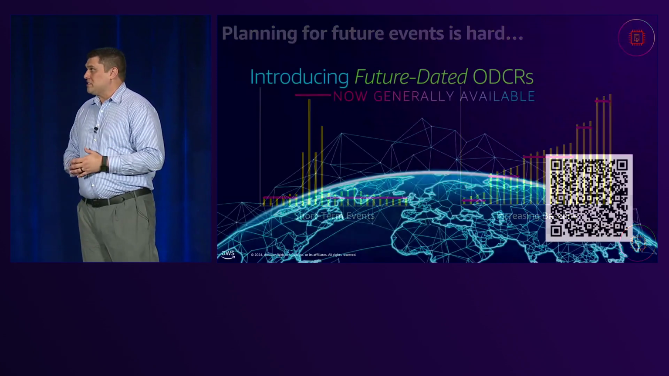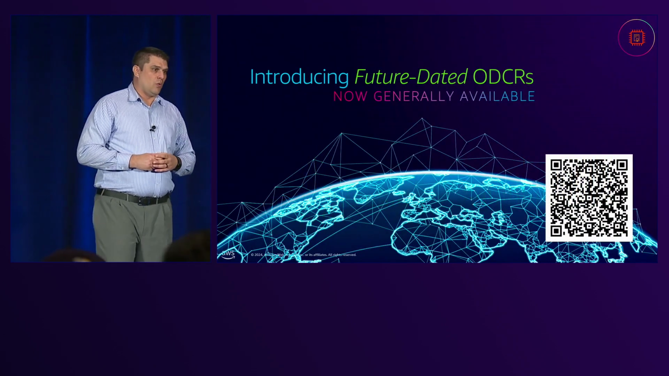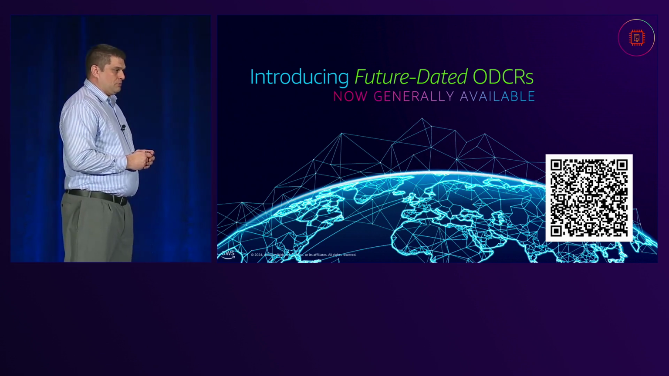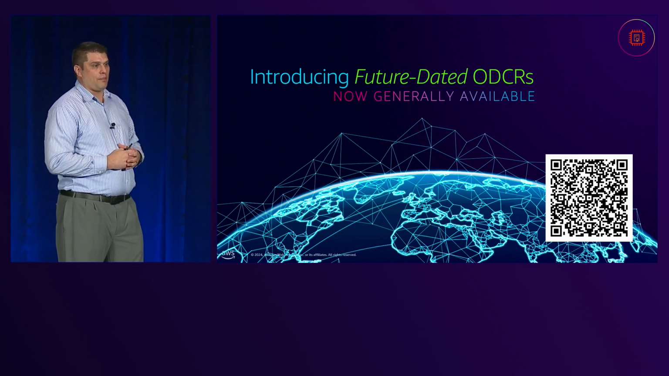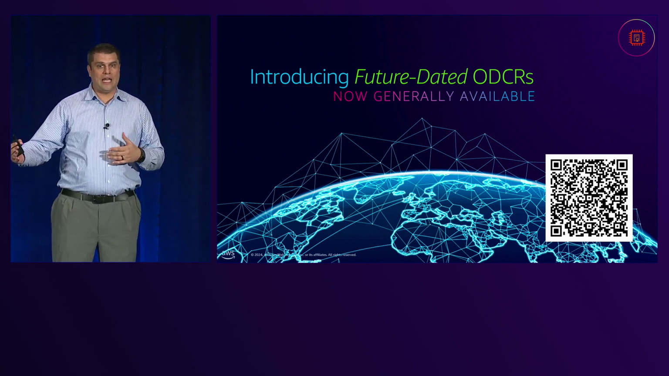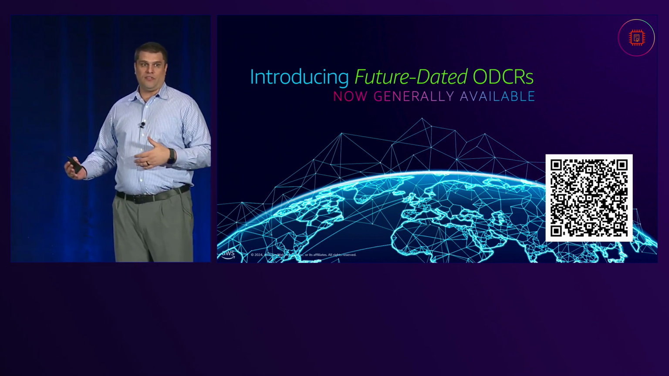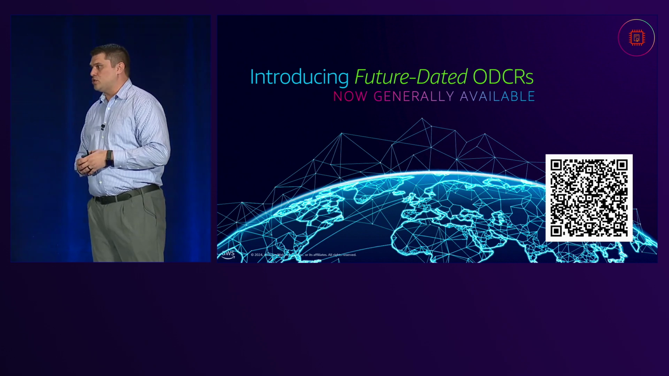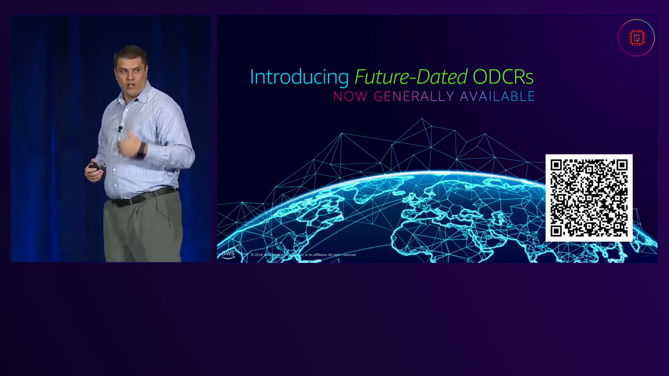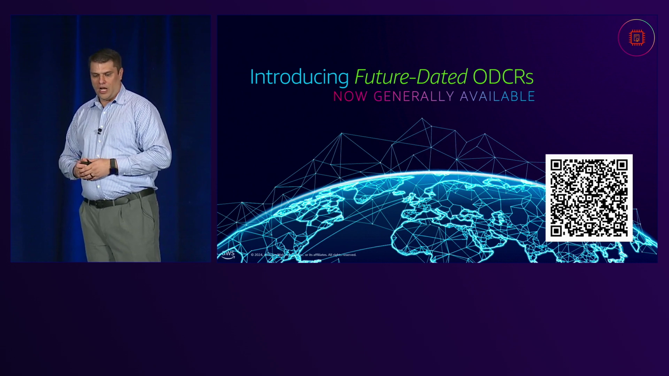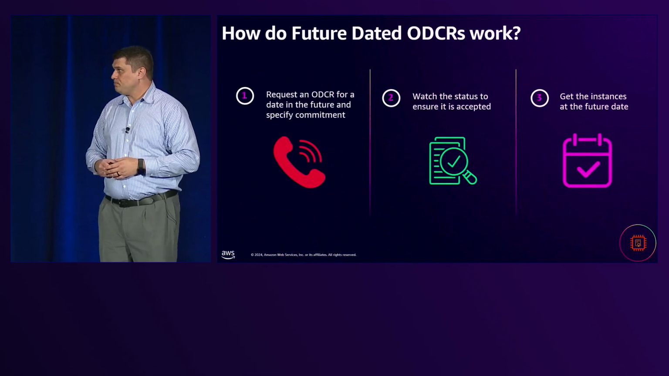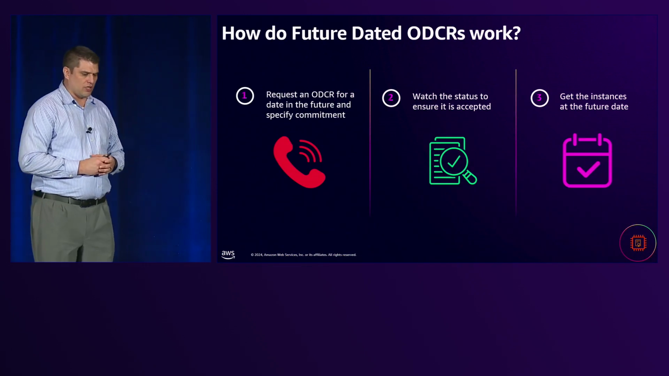Well, now I'm pleased to announce that just last week, we launched future dated ODCRs. With future dated ODCRs, you can now reserve your capacity up to 120 days in advance and have the confidence and know that EC2 is going to deliver the capacity on the start date, and you'll have it to run your events. So how do future dated ODCRs work?